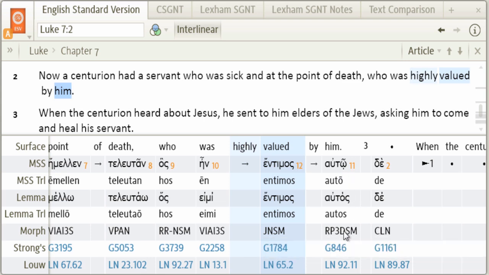But you'll see in the next couple illustrations that by isn't the only English word supplied for this Greek word, auto. Keep in mind that when translators supply words, it's not just because of this one word here. It's because of the other words that this word is in relationship with in the sentence or clause.